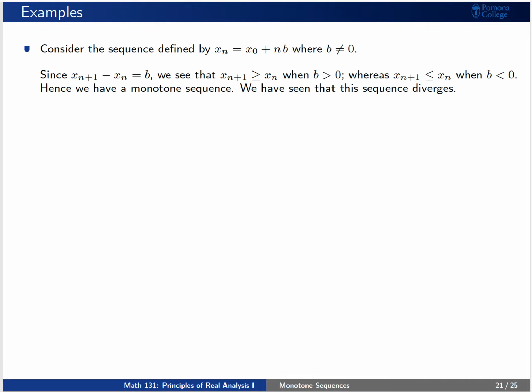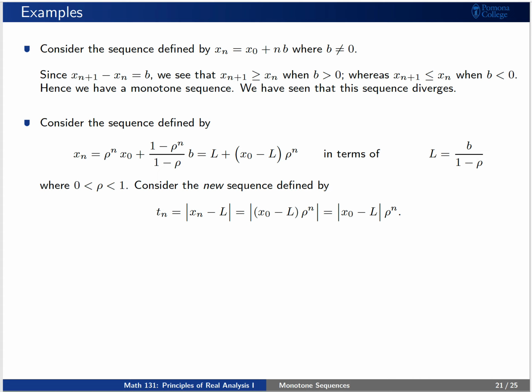Let's end by discussing a few examples. First, let's return to our sequence corresponding to an arithmetic progression. That is, x sub n is x0 plus nb for some non-zero element b. Well, by looking at the difference, xn plus 1 minus xn, we see that either we have an increasing sequence or a decreasing sequence, depending on whether b is positive or negative. Hence, we have a monotone sequence whenever b is non-zero. But we've also seen that this sequence diverges. That is, in this case, we have a monotone sequence that is not bounded.